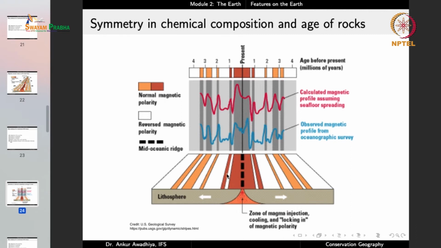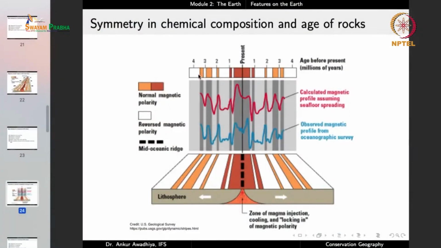Now because this rock was made at the same time, both the right and left parts were made at the same time, so they will be having similar properties. They will be having similar ages. They will be having similar magnetic properties. Now this is one way in which we can explain why we are having a symmetrical arrangement on both sides of the mid-ocean ridges.